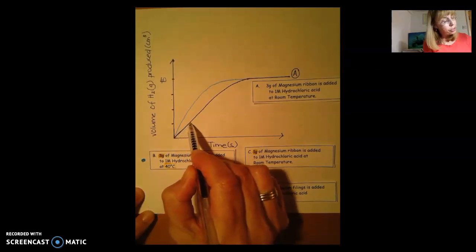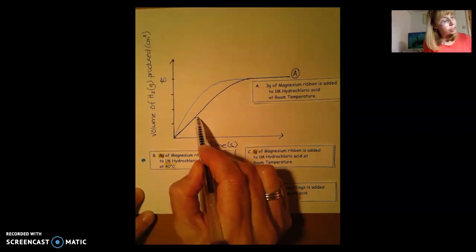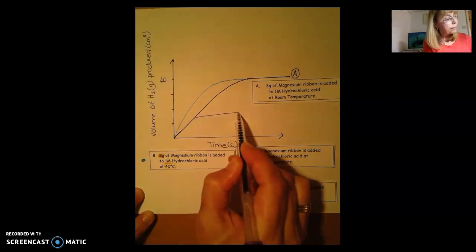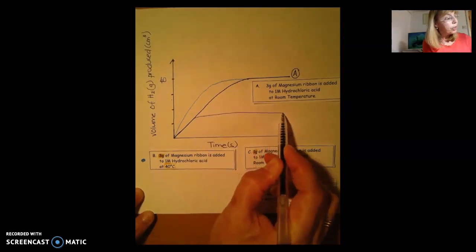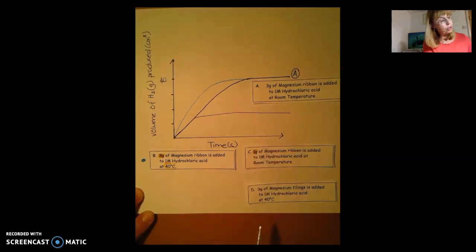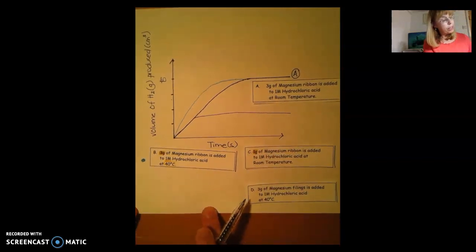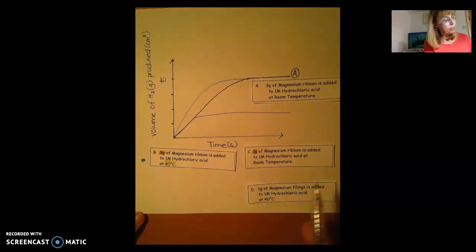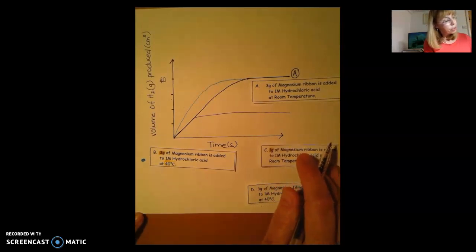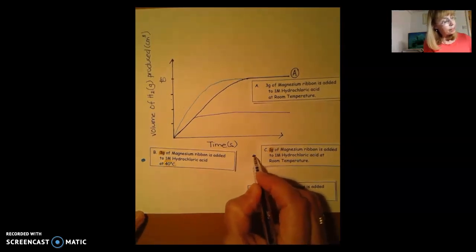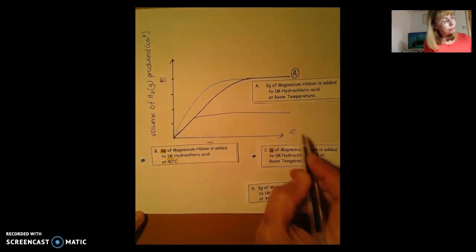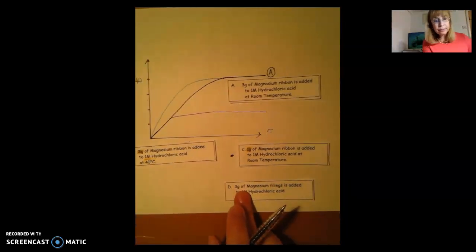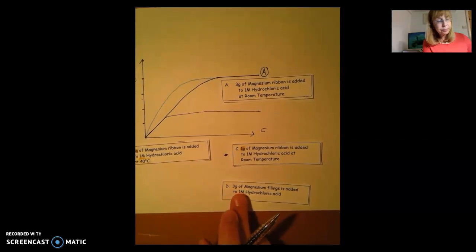same concentration, so it's going to be the same rate of the reaction, but this time I'm going to produce 1/3 of the volume of hydrogen because I used less magnesium ribbon. So I'm going to do this over there. So this is graph C. And finally, there we go.